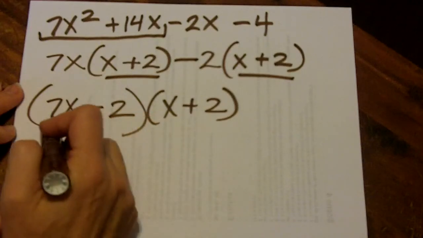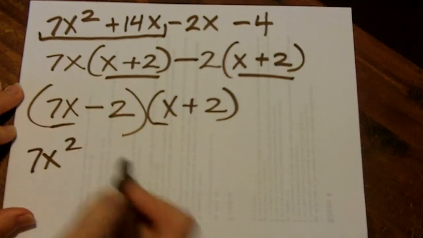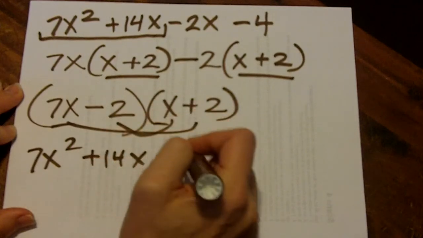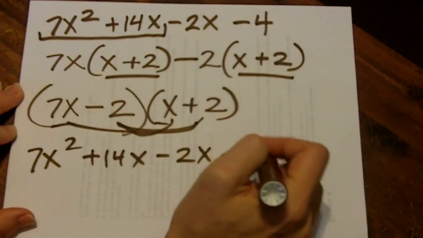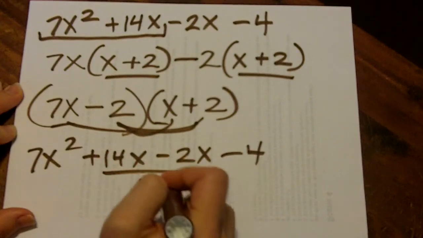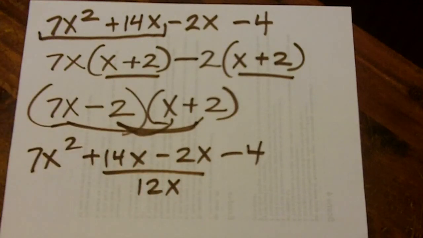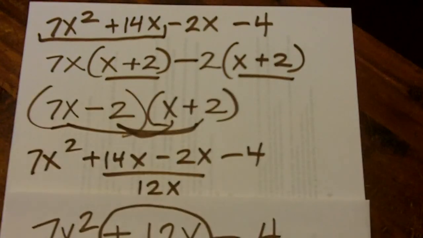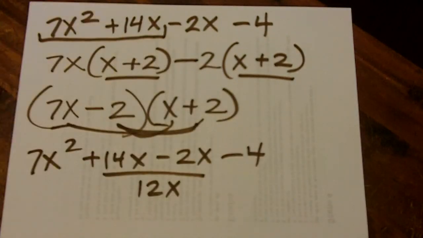And you can tell that if I did my FOIL to check it, I'd get 7x squared, I'd get 14x, I'd get negative 2x, and I'd get negative 4. And these add up to 12x. And my original equation, 7x squared plus 12x minus 4, matches. So I've done my work correctly.